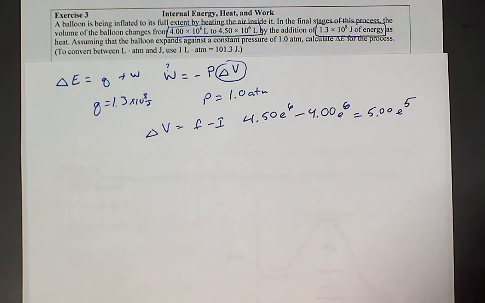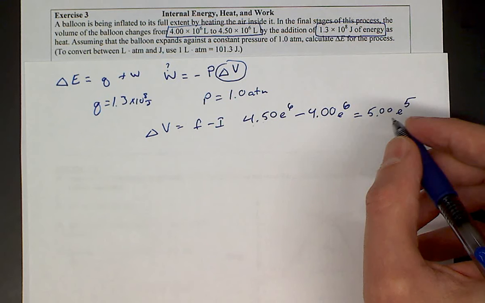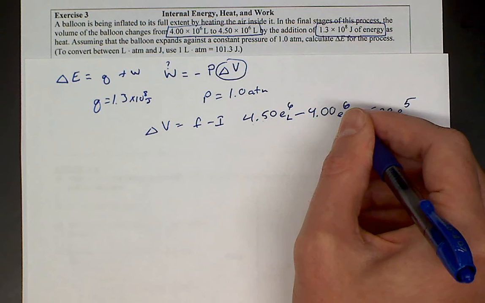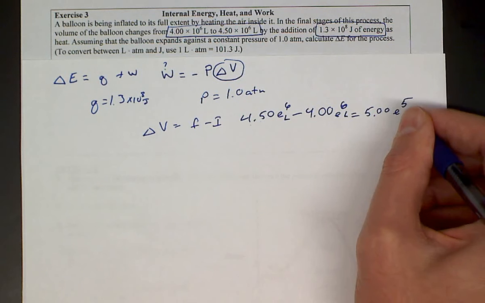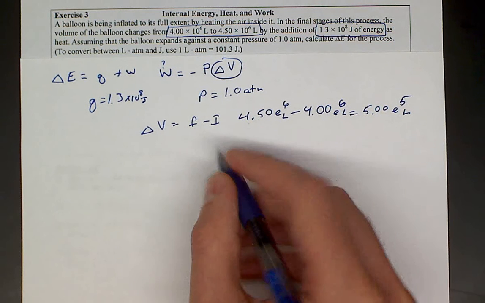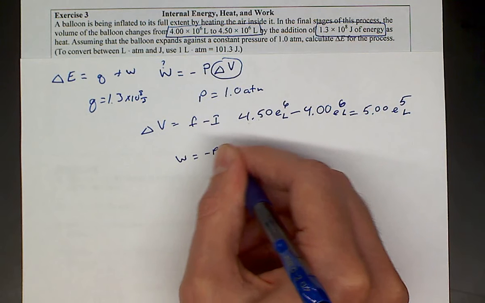All right, so now we do have our answer here for our volume, and this is in liters. Make sure we don't leave those without units. And now let's plug this into our work equation. So work equals negative P delta V.